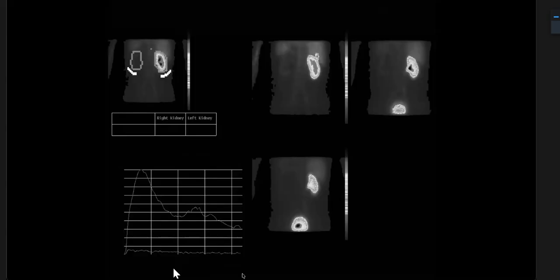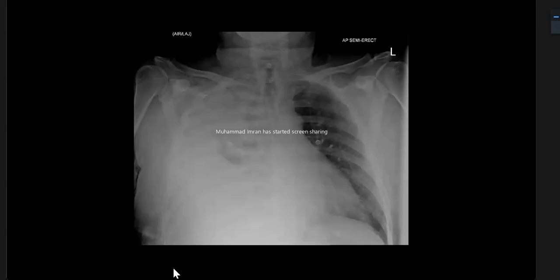Okay, so one more thing now. Going back to the first scan now. Then I'll share the final feedback about you. Okay. Now, when you see, so this is the chest X-ray you got.